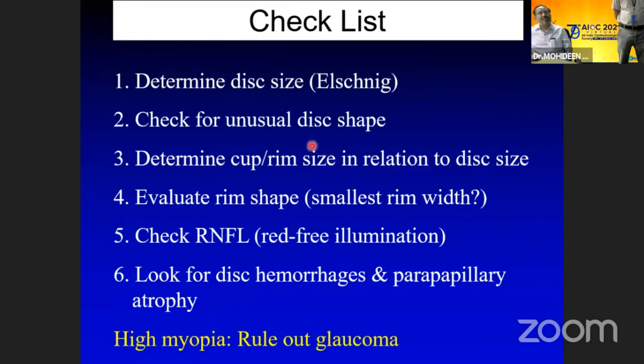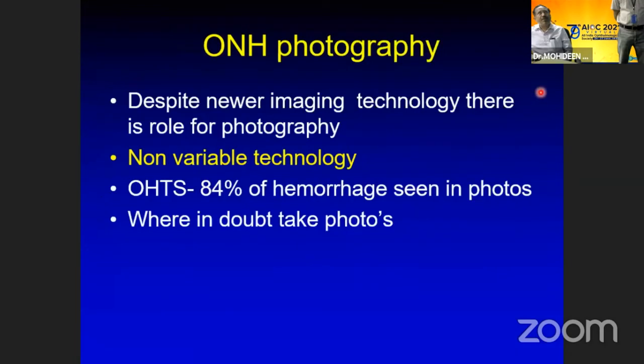So my last slide is to always determine the disc size, check for unusual disc shape, and determine the cup and rim size in relation to the disc size. Evaluate the rim shape, check for vascular findings, look for disc hemorrhage, and remember that high myopia always makes it harder to rule out glaucoma. In optic disc photography, with newer imaging technology, there is still a role for photography. This is because of its reliable technology. In the Ocular Hypertension Treatment Study, 80% of hemorrhages were seen in the fundus photo, so where in doubt always take a photo.